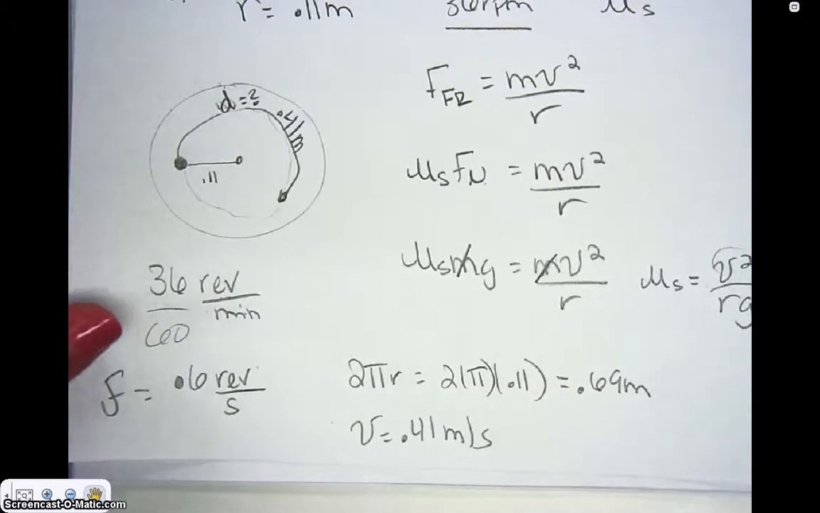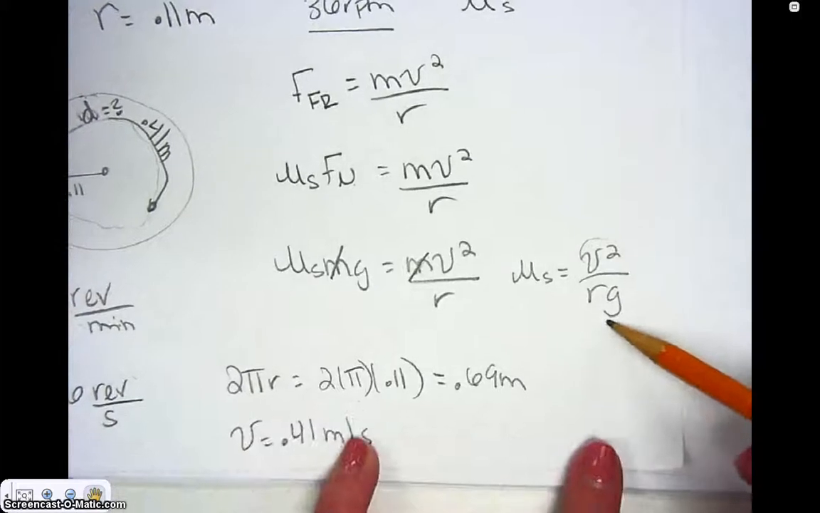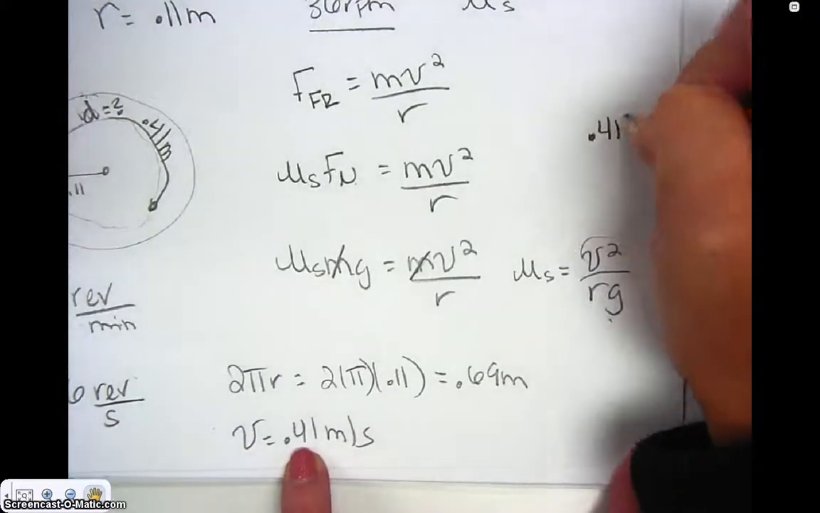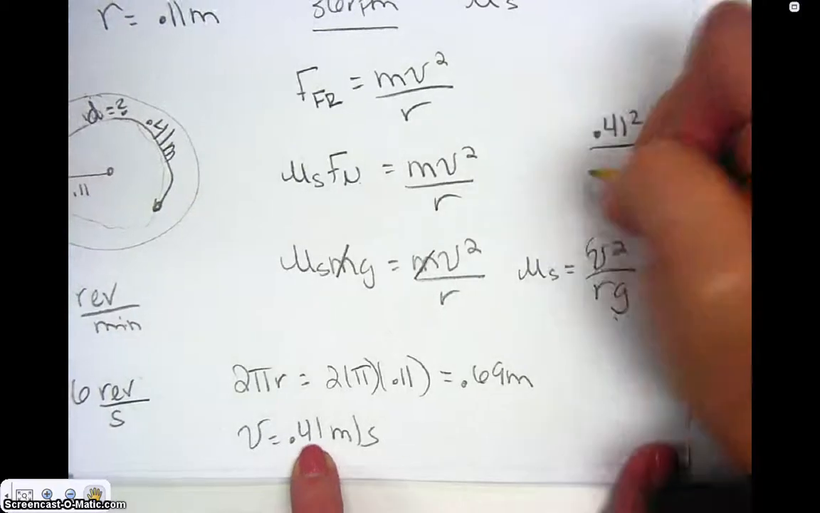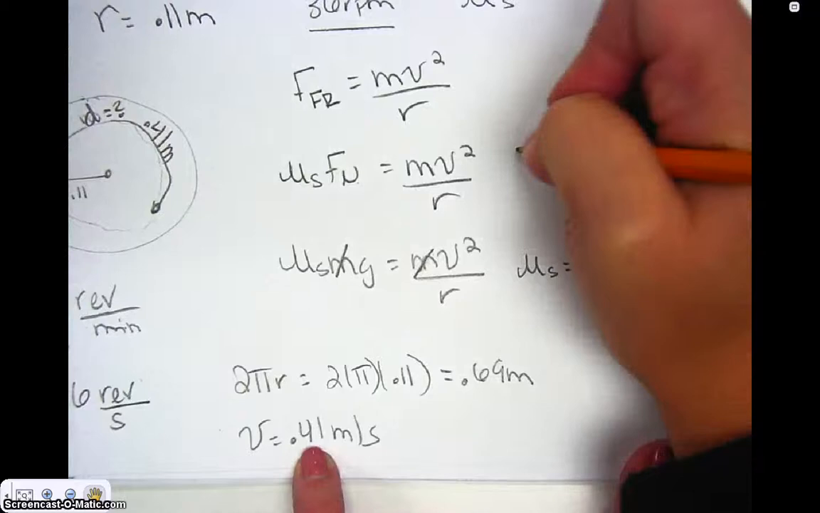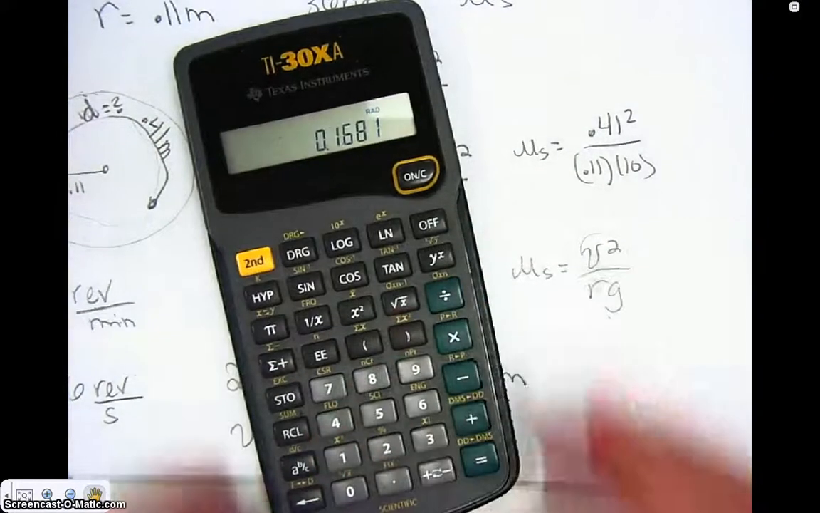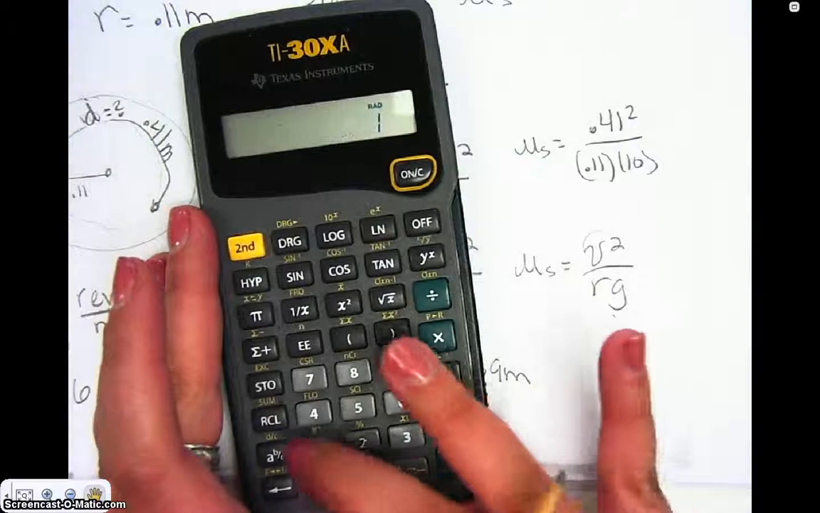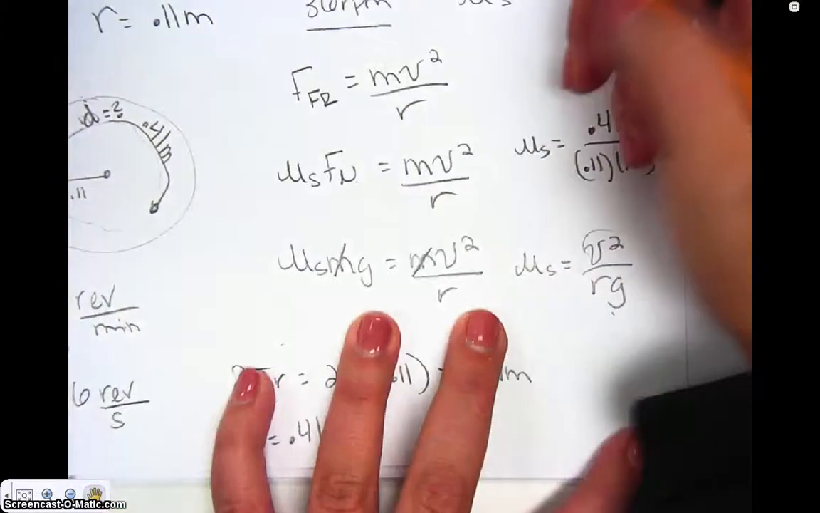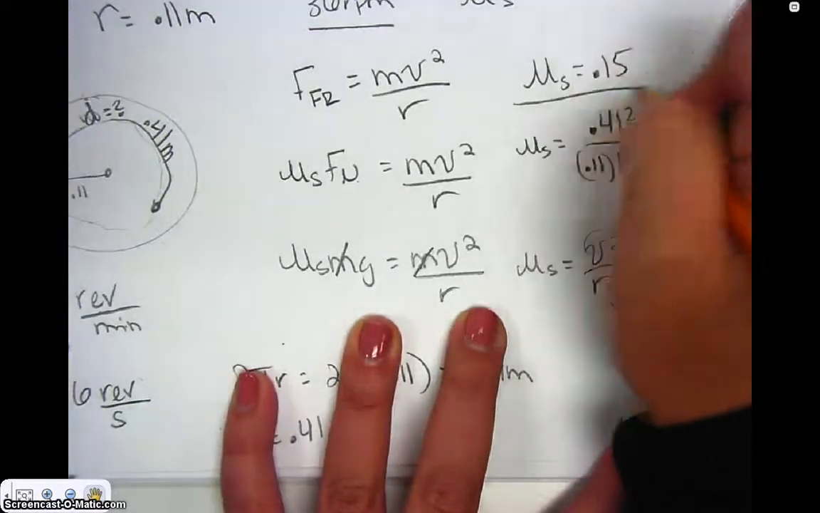Okay, so now we have everything that we need to plug in, right? We're trying to find the coefficient of static friction, so we need to take 0.41 squared, divide it by r, which is 0.11, times 10, and that will give us the coefficient of static friction. Okay, so 0.41 squared divided by 0.11 divided by 10 gives me 0.15. So the coefficient of static friction is 0.15. And remember, it doesn't have a unit.